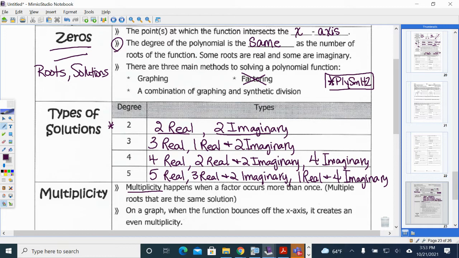And then with quintic, a degree of 5, again, they might all 5 be real, or you can have 3 real and 2 imaginary, or 1 real and 4 imaginary. But it all centers around the fact that you can never have 1 imaginary solution or 3 imaginary solutions or 5 imaginary solutions because they just don't come together like that.